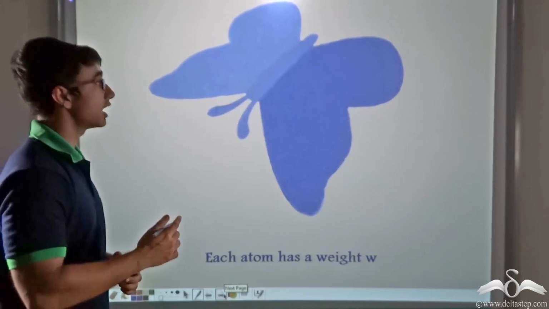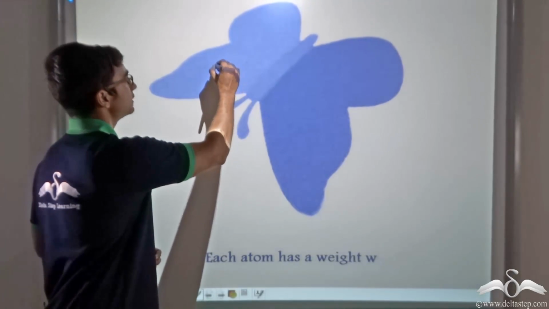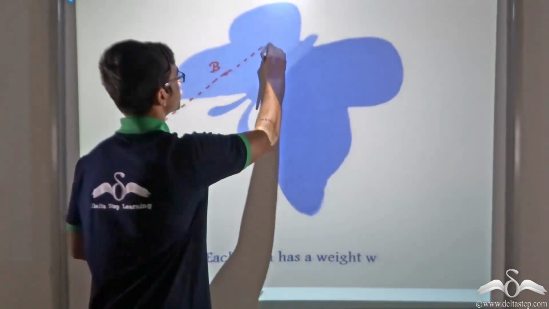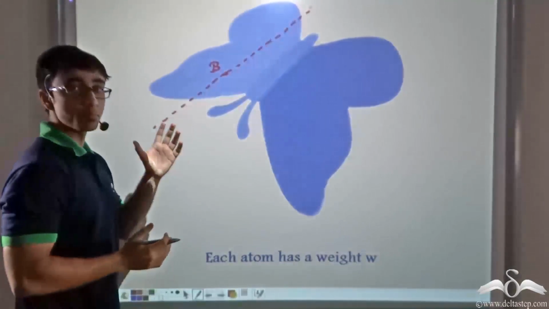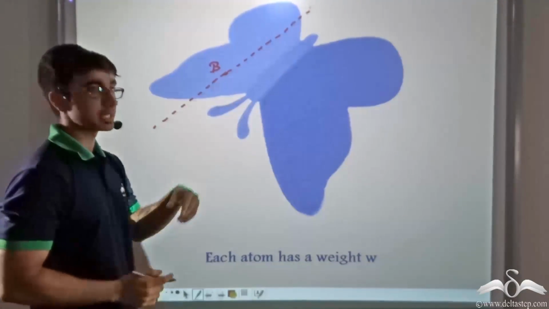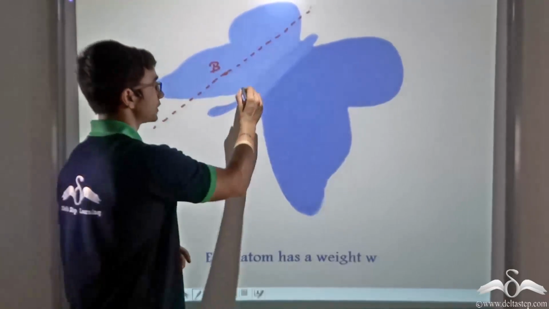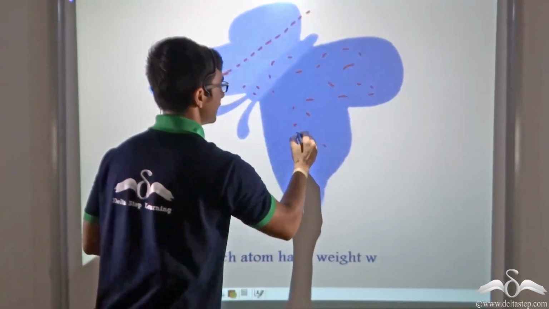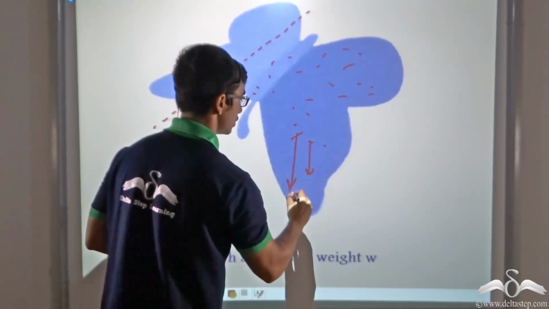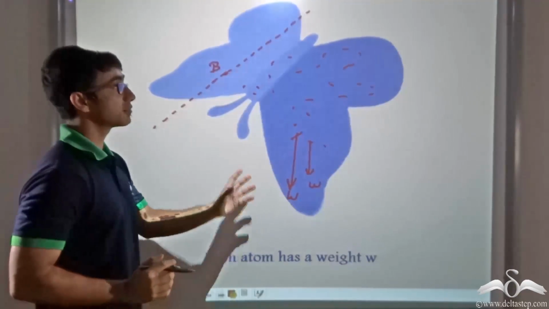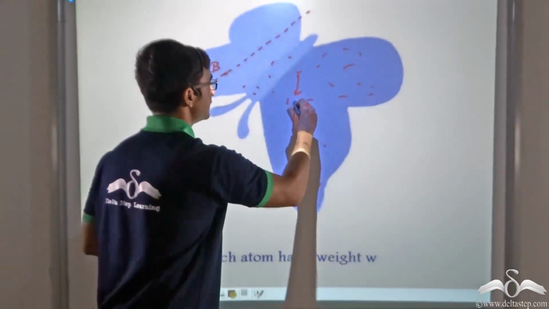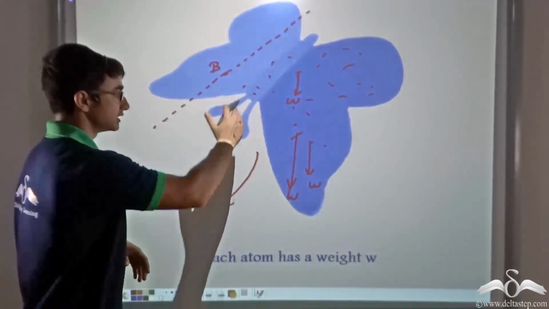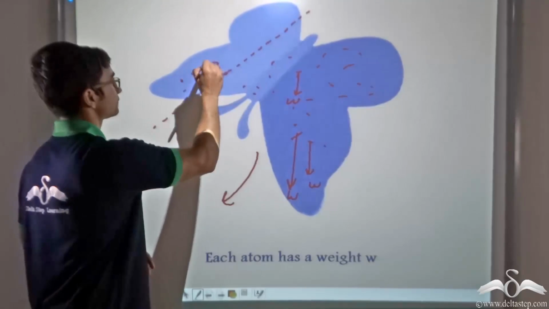Similarly, if I consider another point, let's say somewhere here, and I call it B. Again, if I draw an axis through B, I will find that there are more atoms on the right hand side of the butterfly than the left hand side. So if I consider the atoms on the right hand side and the weight on each atom, then because there are more atoms on the right hand side, the total force will be more, due to which the clockwise couple will be more.